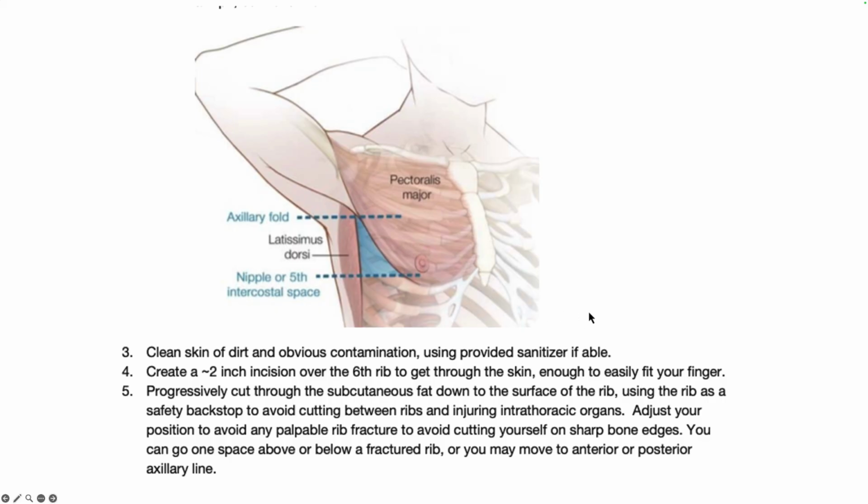We're going to create about a 2-inch incision over the 6th rib, which is going to be the rib below the space that we want to go into, because we're going to go up and above, and we're going to cut down to that rib, using that rib as a backstop. We don't want to send the scalpel between the ribs, because it's going to lacerate things that are underneath, as we've seen in our cadaver trainings.